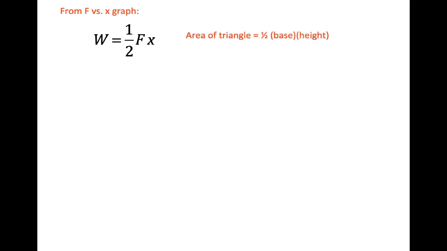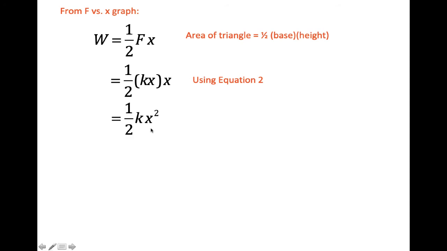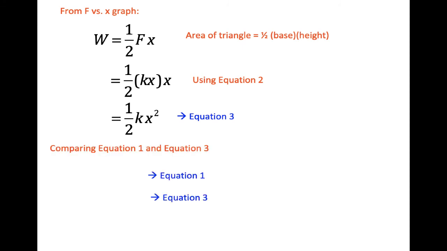The reason of writing this equation is because the area of a triangle is half times base times height. Base here is x and height is F. We replace F by kx because we are using equation 2, which is Hooke's law. Let's simplify it, and it becomes half kx square. Let's label it as equation 3, and now compare equation 1 and equation 3.